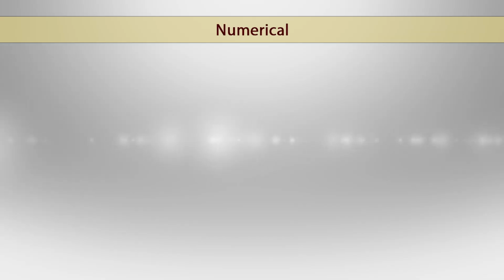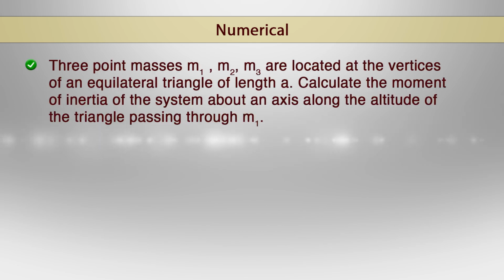Now, having gone through this lecture, you are able to solve numericals as well. A small numerical: if 3 point masses M1, M2 and M3 are located at the vertices of an equilateral triangle of length a, then we can calculate the moment of inertia of the system about an axis along the altitude of the triangle passing through M1.